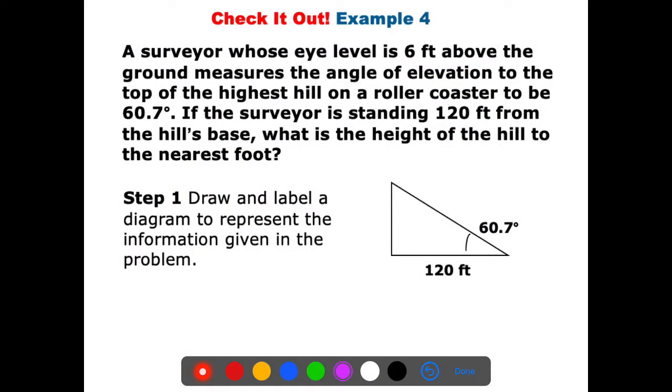Looking at example 4, a surveyor whose eye level is 6 feet above the ground measures the angle of elevation to the top of the highest hill on a roller coaster to be 60.7 degrees. If the surveyor is standing 120 feet from the hill's base, what is the height of the hill to the nearest foot? So step 1, draw and label a diagram to represent the information given in the problem. So here's your diagram.